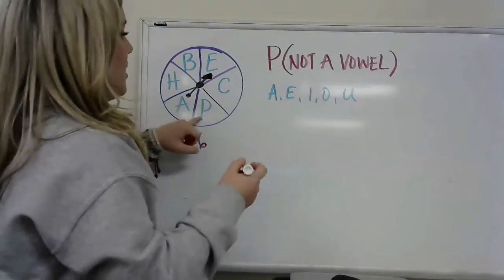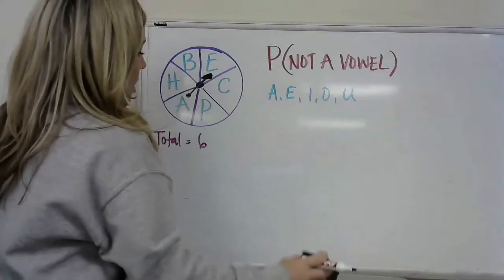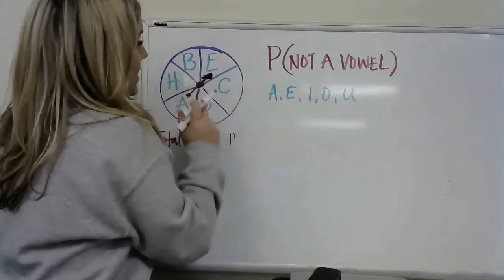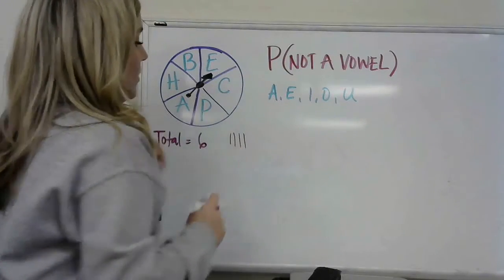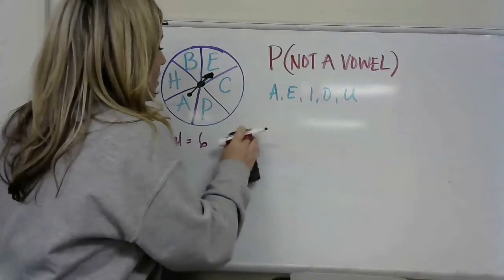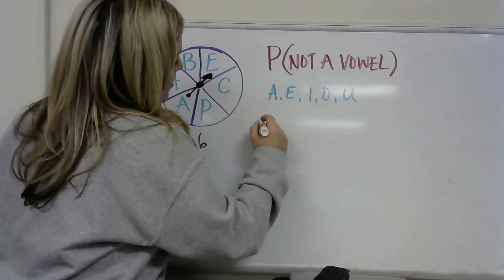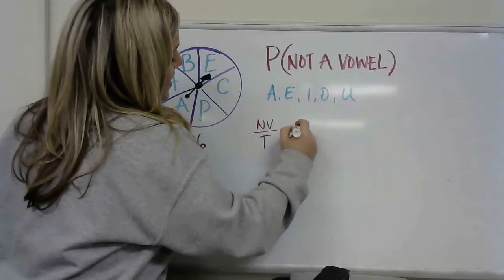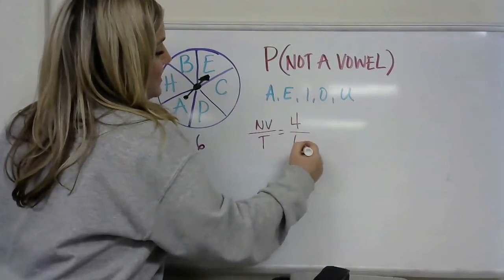Okay, so P is one. I'm going to make a tally mark down here of not vowels. That's what I'll do. P, C is not one. E is one. B is not one. H is not a vowel. So we have 4 out of 6, right? Okay. So the probability of not a vowel is not a vowel out of total, and I had 4 not vowels out of a total of 6.